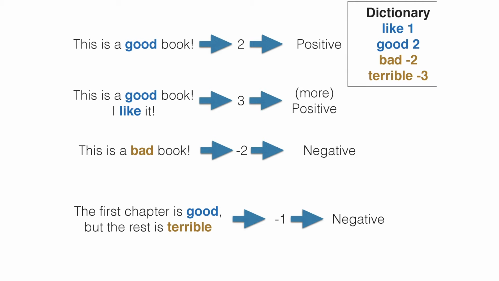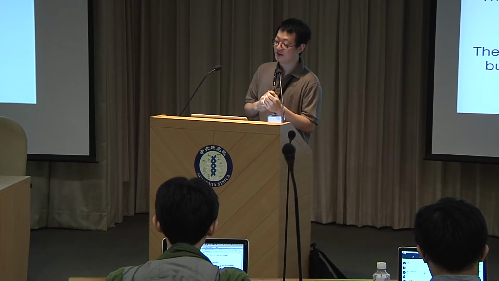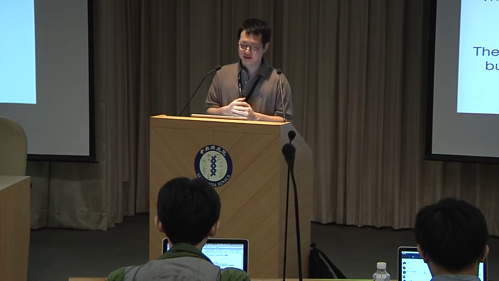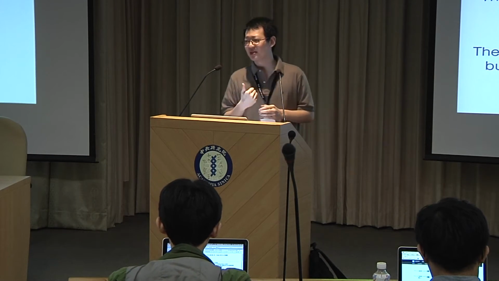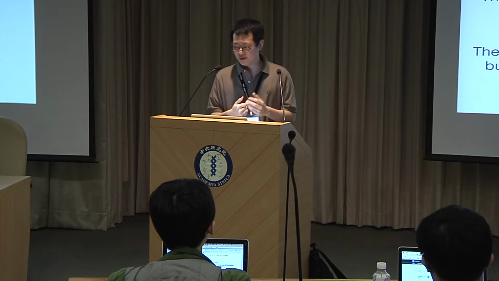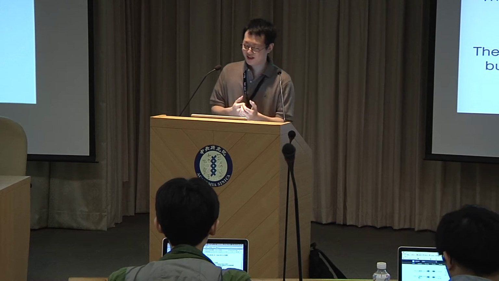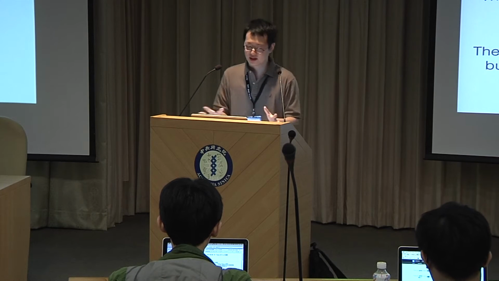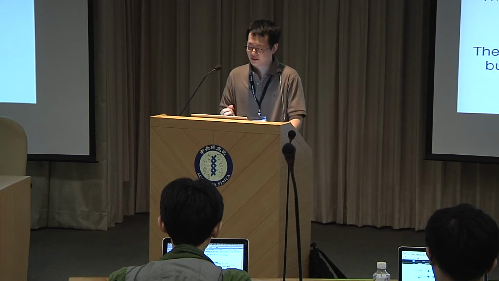The first one, when our machine reads the data, this is a good book. Then it compares to the dictionary, and we found that there is a good there, so we give it a score of 2. The score is larger than 0, so it's positive. The second one, this is a good book, I like it. So we found good with score 2, like with score 1. We sum them, so we get a 3.